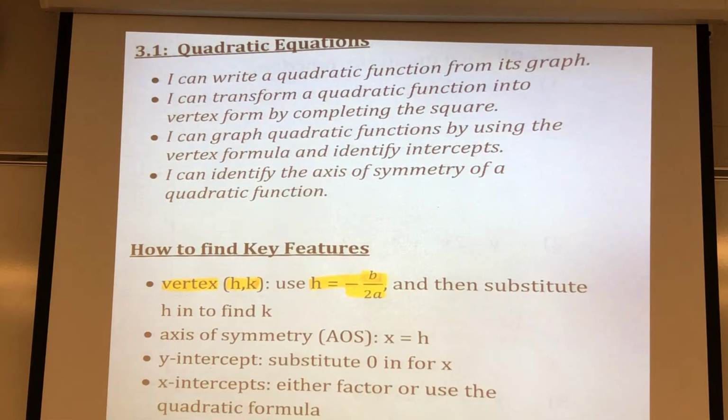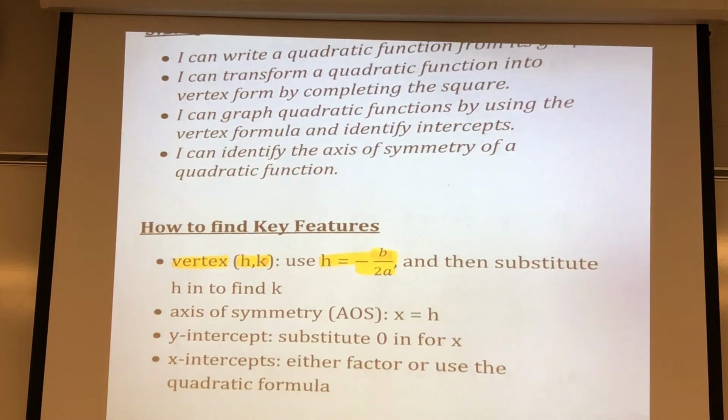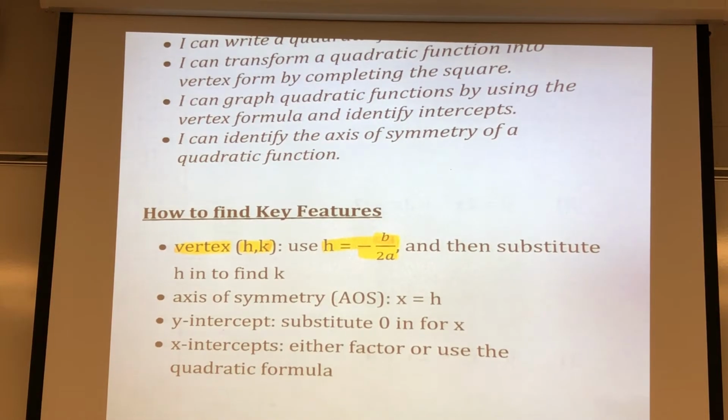We'll always locate the axis of symmetry, which we abbreviate AOS, and it's going to be x equals h. So whatever h value we found for the vertex will go in that place. Our y-intercept we need to find, so we'll substitute 0 in for the x and solve for y. And then the x-intercepts we can factor, or we can use the quadratic formula, whichever method you feel the most comfortable doing.